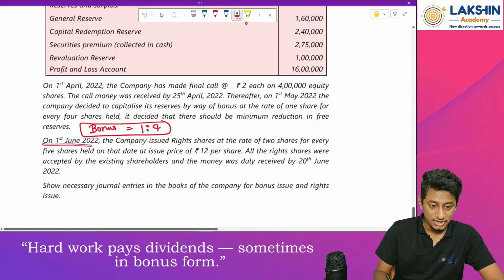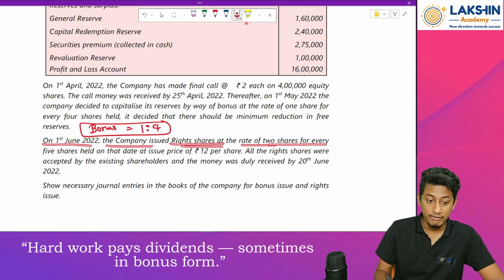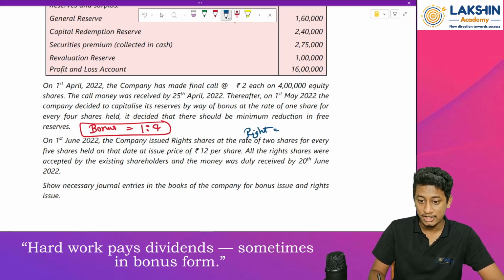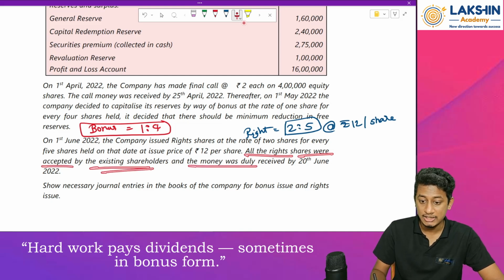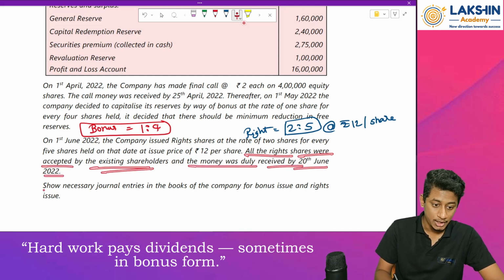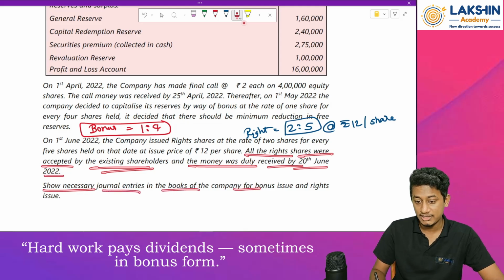On 1st June 2022, the company issued right shares at the rate of 2 shares for every 5 shares held on the date, at the issue price of rupees 12 per share. That means we have issued right shares at what ratio? 2 shares for every 5 shares held, at the rate of rupees 12 per share. Then all the right shares were accepted by the existing shareholders and the money was duly received on 20th June 2022. Show the necessary journal entries in the books of the company for bonus and right issue.